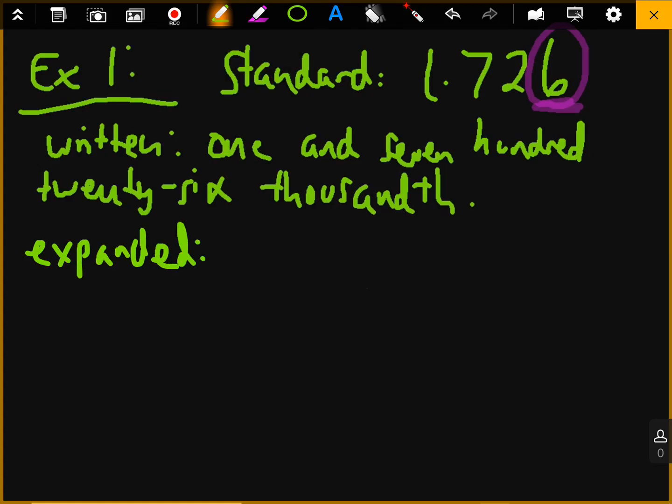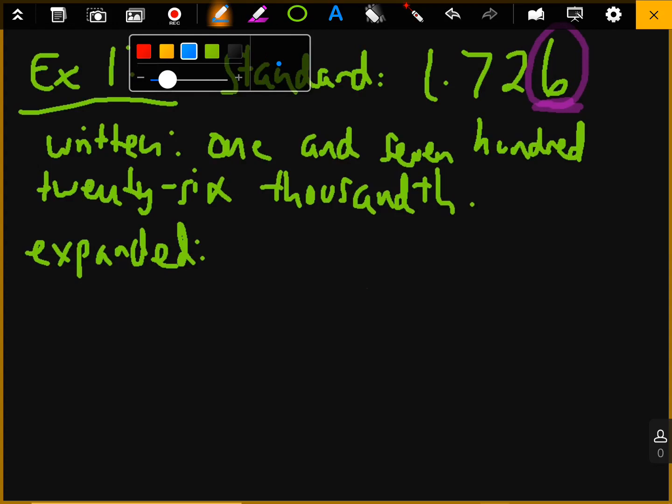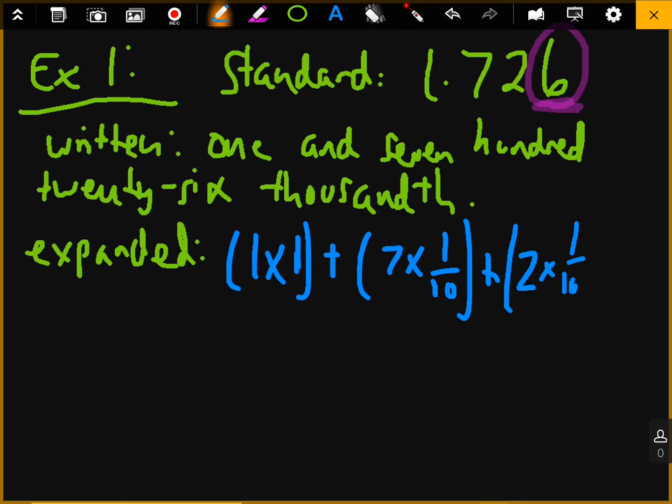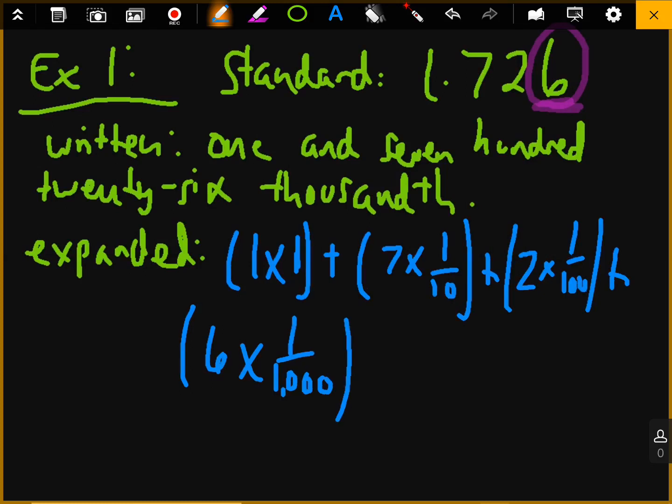is fairly simple. Okay? It would be 1 times 1 plus 7 times 1 over 10 plus 2 times 1 over 100 plus 6 times 1 over 1,000. Okay? Don't worry too much about the written form.